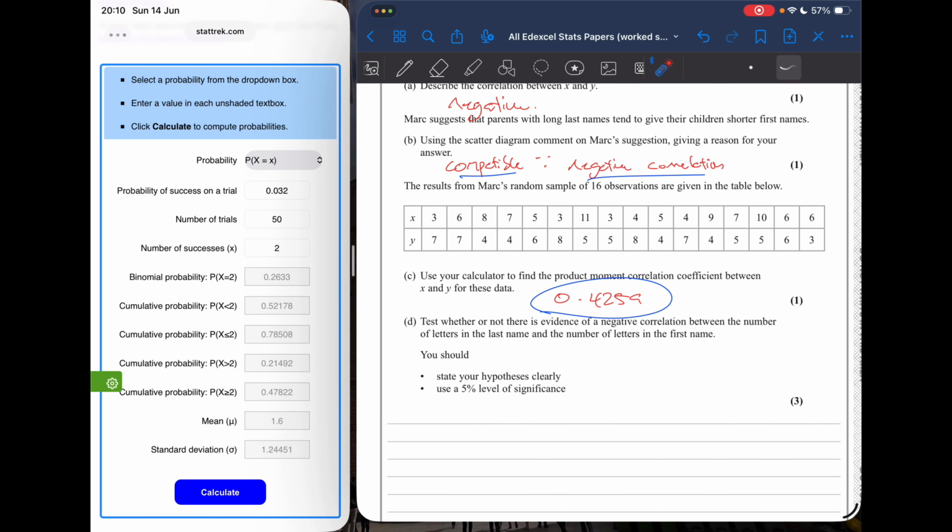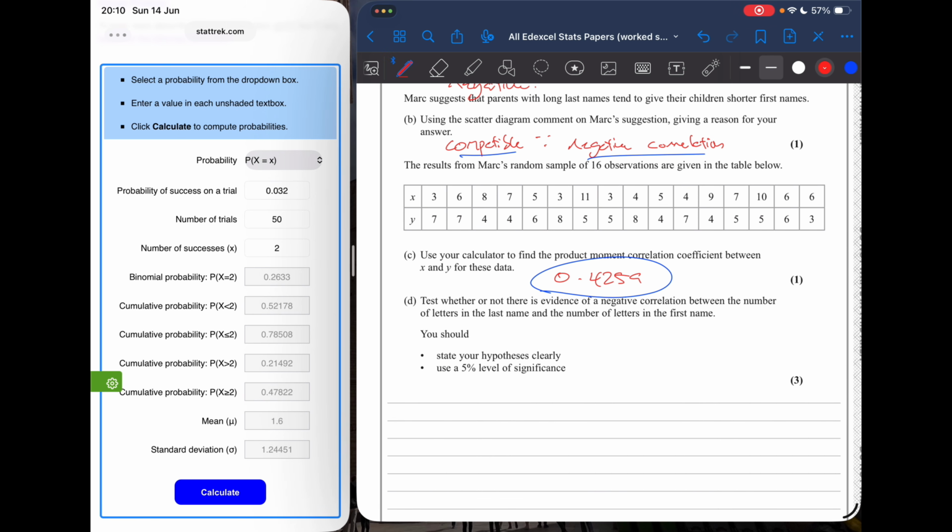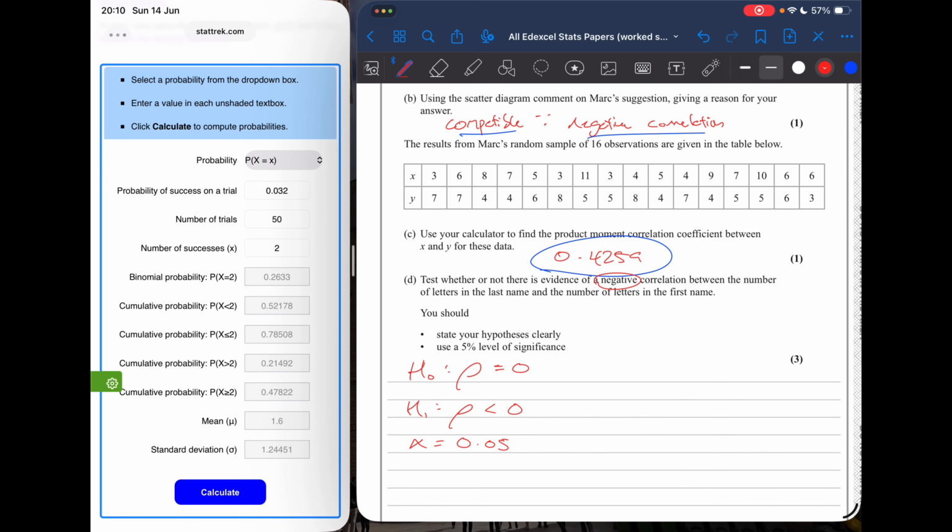Nice, let's keep going. Test whether or not there is evidence of negative correlation between the number of letters in the last name and in the first name. Okay, so hypothesis test. We're always going to have a null hypothesis, which for correlation is that there's no correlation. Our alternative is that there will be. Do we have a direction? Yes, negative. So it should be less than 0. We have our significance level, 5%, so 0.05. And it's a one-directional test.